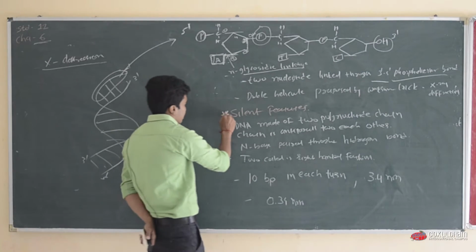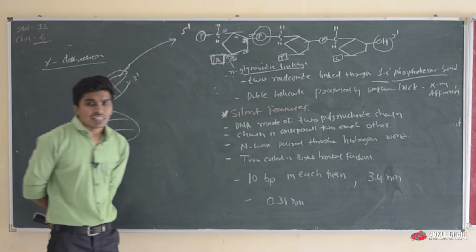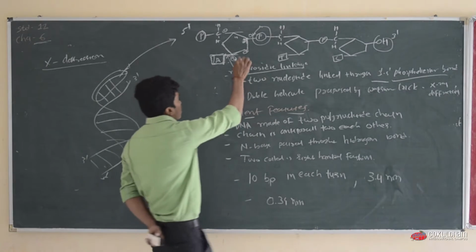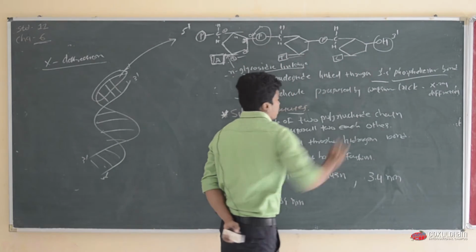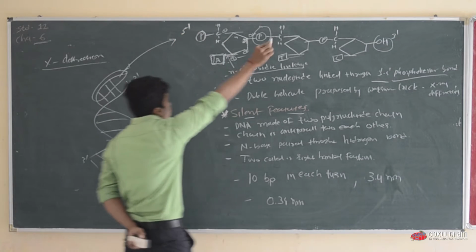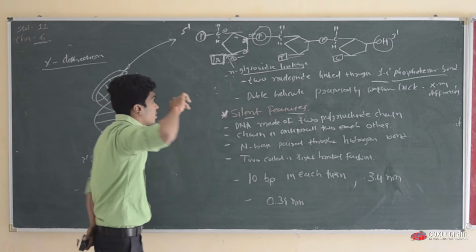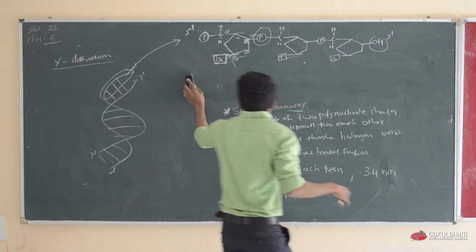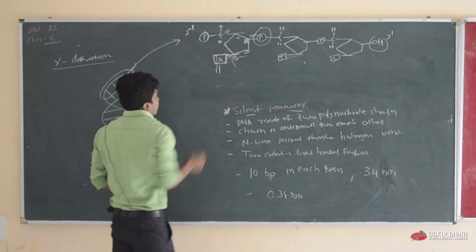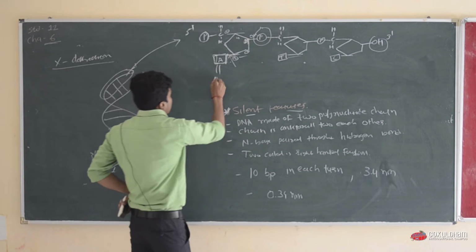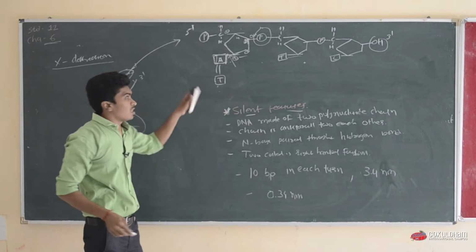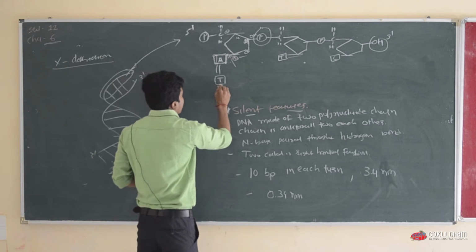So now let us see the salient features of this double helical structure of DNA. Here we see the single chain of the DNA. This is the 5' to 3', and this chain will pair with another chain and make a double helical structure. Here adenine pairs with thymine.